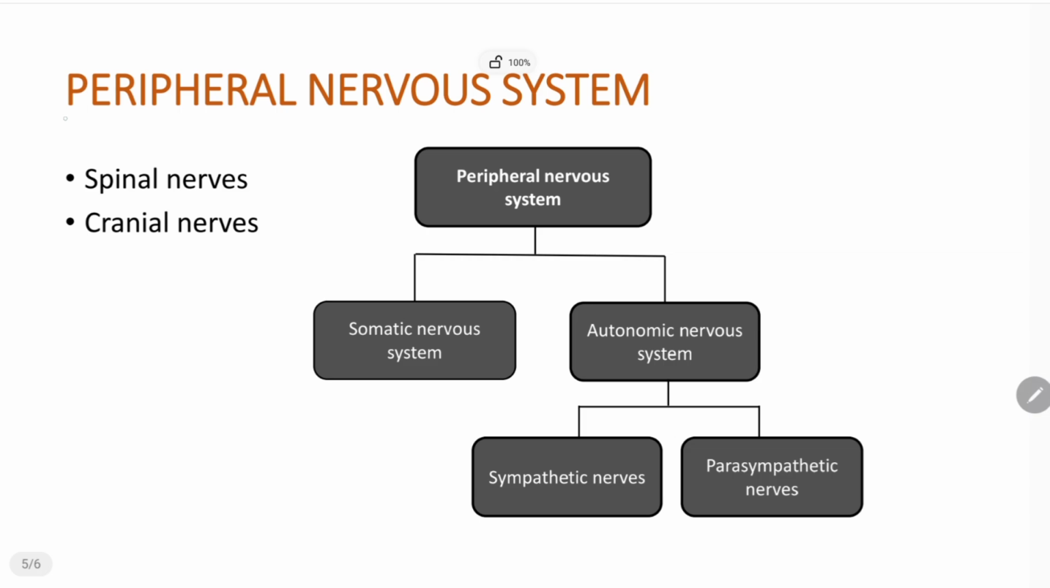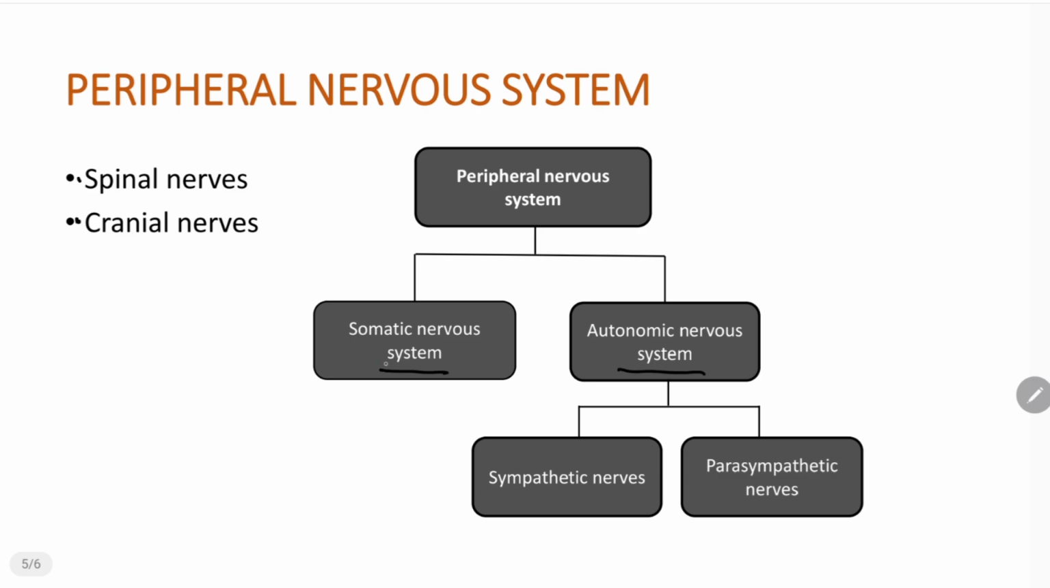Now, we have already focused on the central nervous system, and we know that the central nervous system only has two parts, which is the brain and also the spinal cord. But now let's try to look at the peripheral nervous system. Now, the peripheral nervous system is said to be made of spinal and cranial nerves. But the very same peripheral nervous system can be divided into the somatic nervous system and the autonomic nervous system.